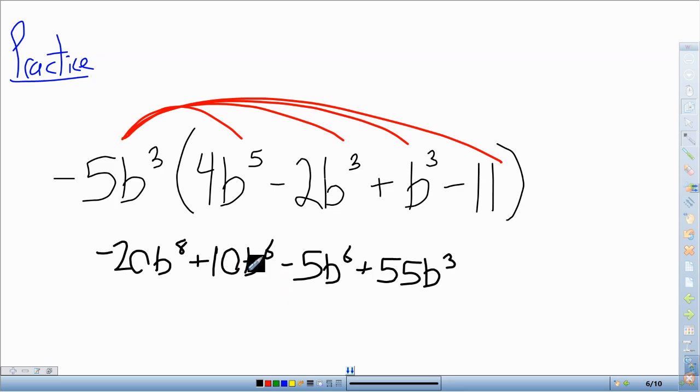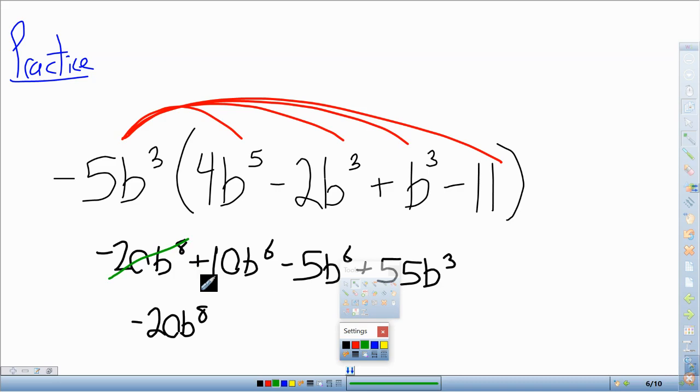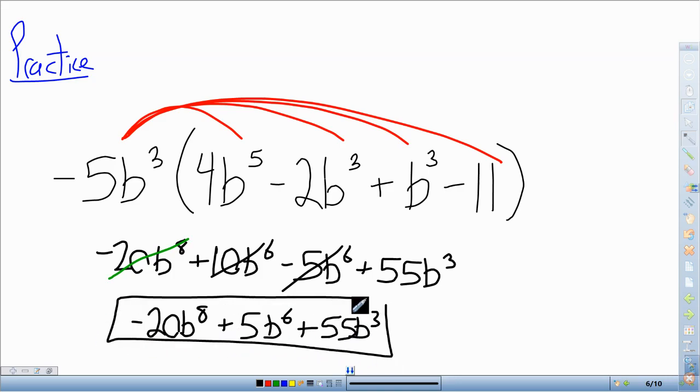All right, just like the last problem, we have some like terms. We can do this 10 minus 5. So let's bring down the ones that aren't changing. Which, by the way, when there's this many terms, sometimes it's not a bad idea to cross them out when things start to get a little crazy. So I brought that down. I'm going to combine these. 10 minus 5 is a positive 5b to the power of 6. All right, and then cross those out, and then this 55b cubed, and no more like terms, we're done.